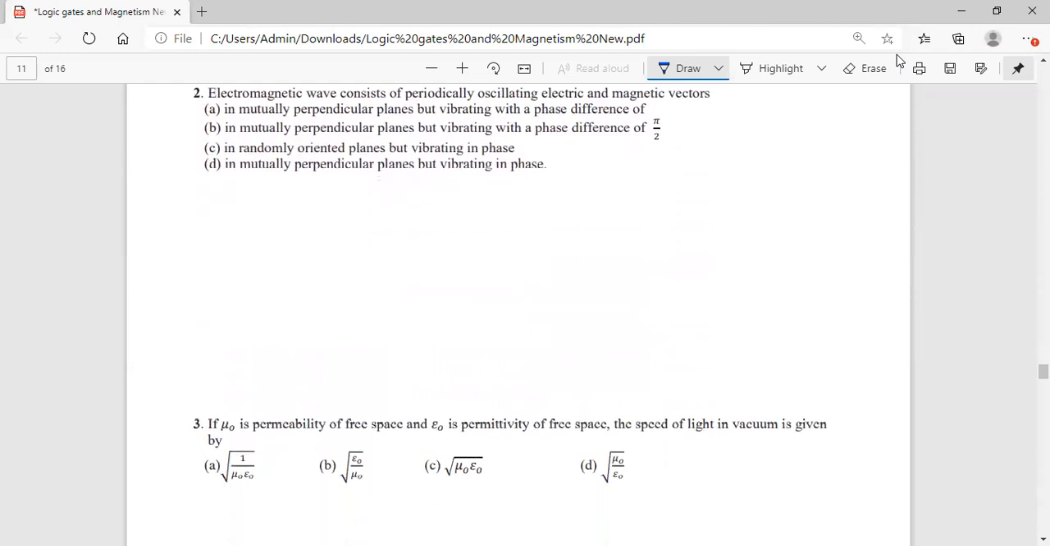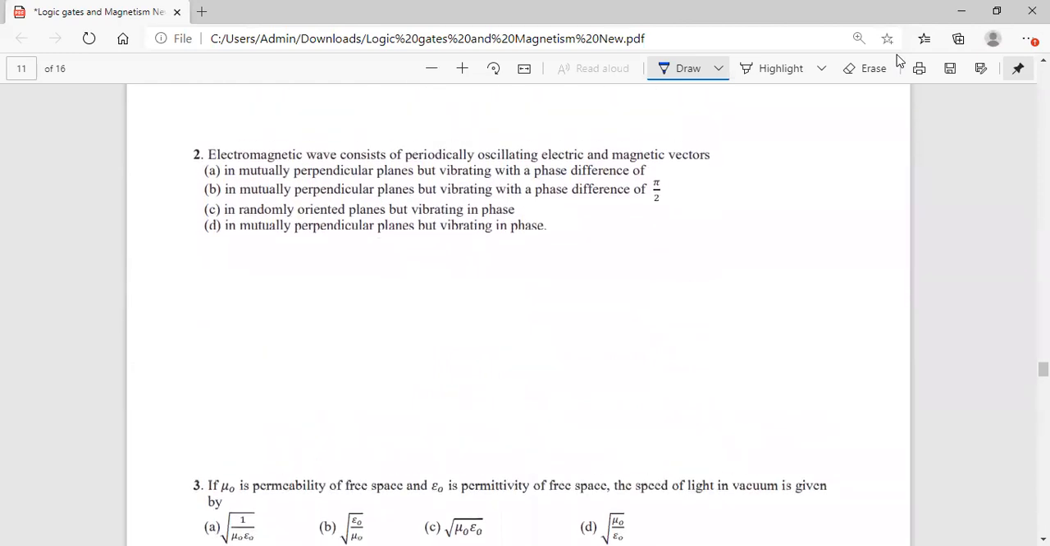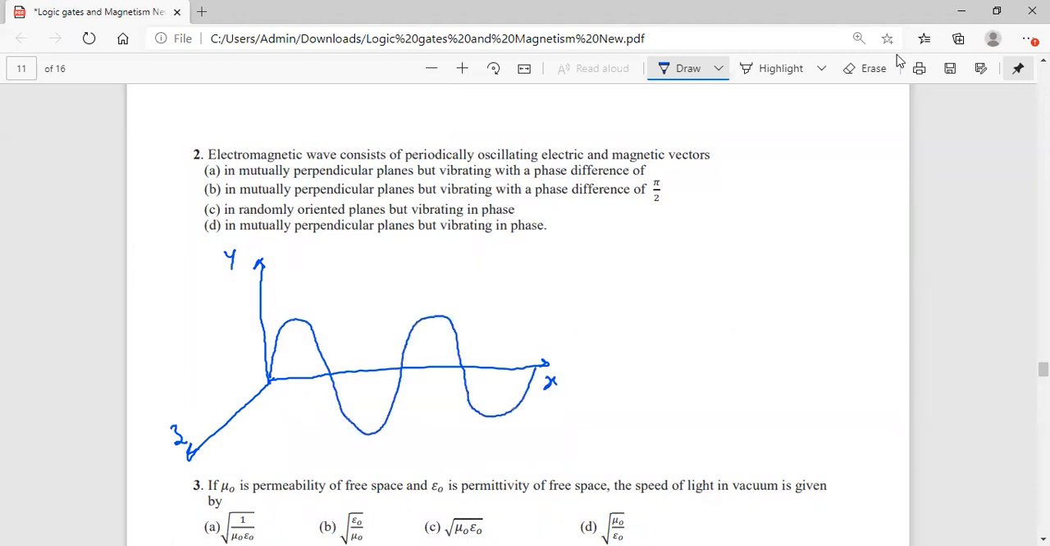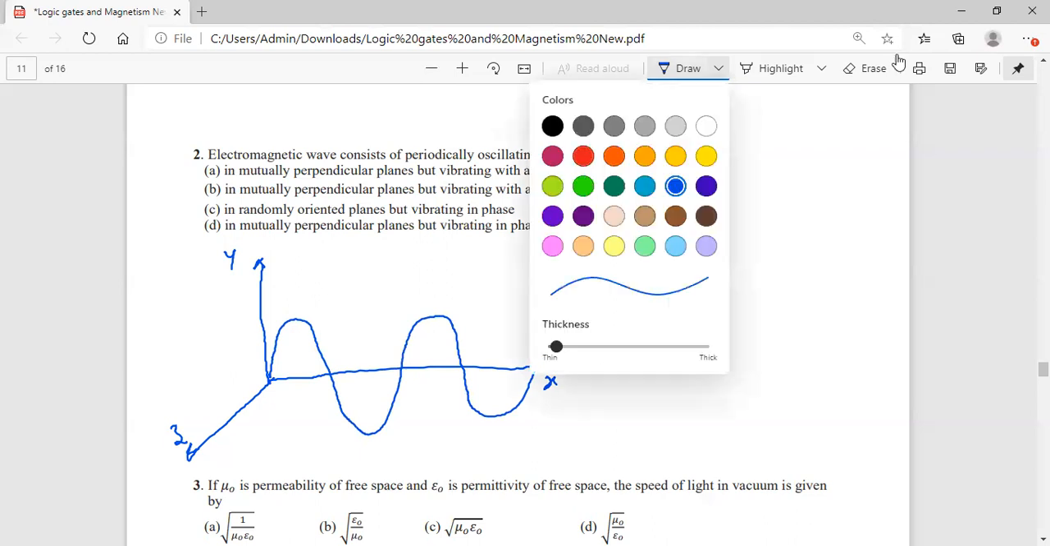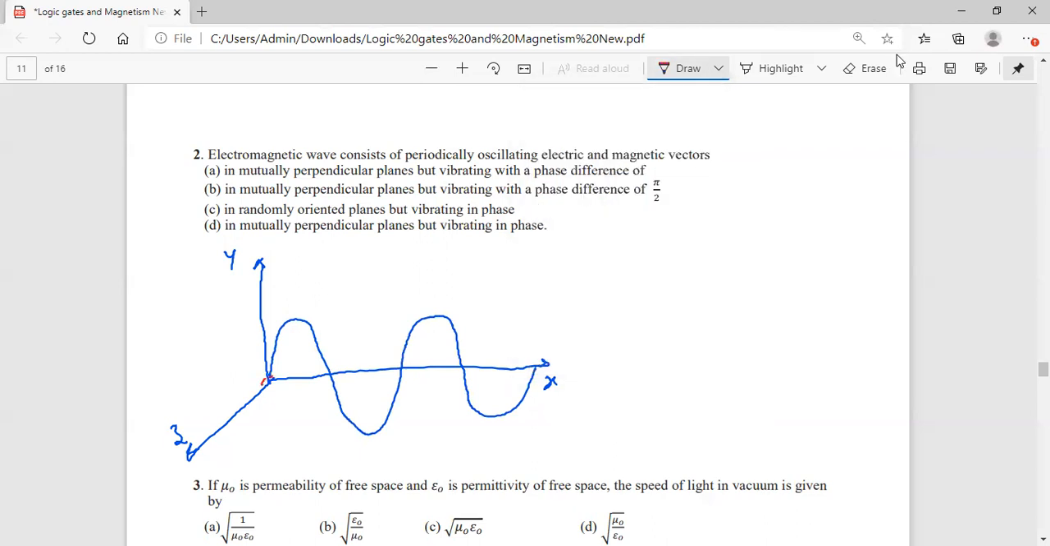Next one. If you come to the electromagnetic waves, the electromagnetic waves are what? Consisting of oscillating electric and magnetic field. They are mutually perpendicular to each other. This is the electric field vector. And this is the magnetic field vector. Like this.